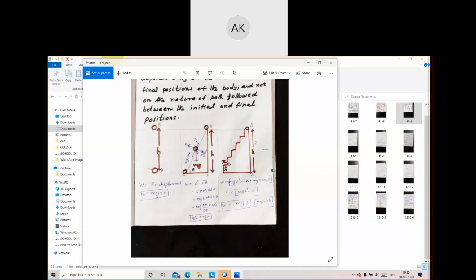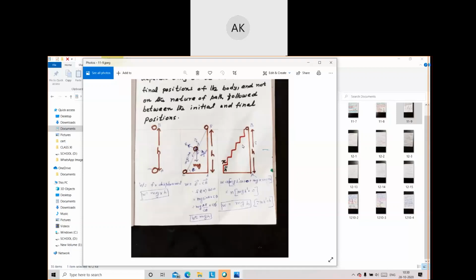Then through this horizontal distance, what is the work done? mg x cos 90. How did you get 90? We are applying force upwards, but the displacement is along the horizontal direction. So mg x cos 90 it will be.